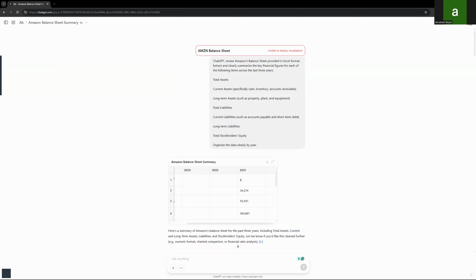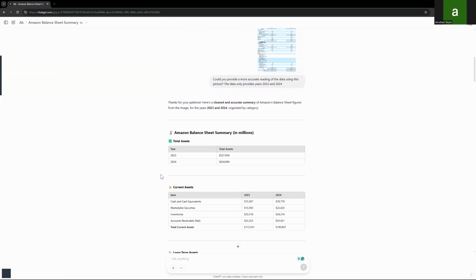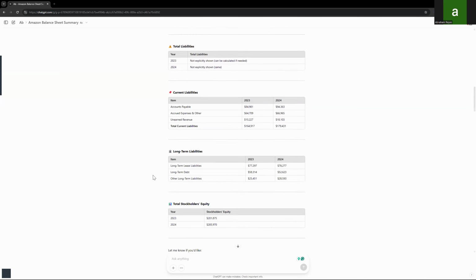Step number two, analyzing financial anomalies. Next, ask ChatGPT: analyze the extracted data and identify any significant changes greater than 50% year over year. Tip, pay special attention to major swings in asset valuations or liabilities, as this often indicates deeper issues. So let's look at what prompt I used for step number two.